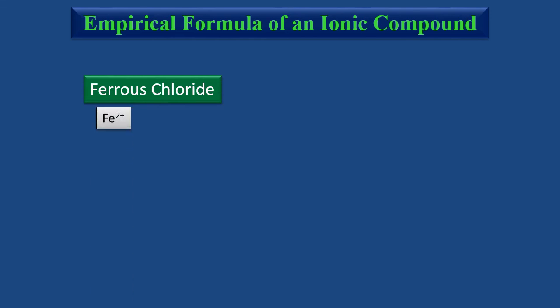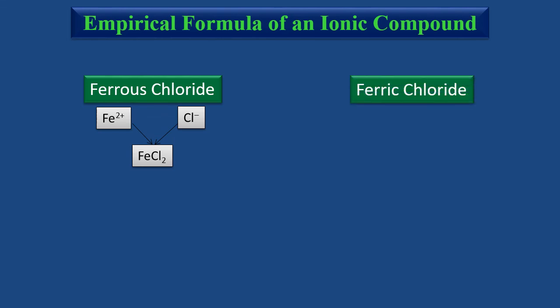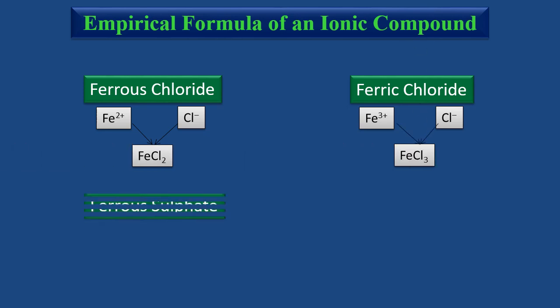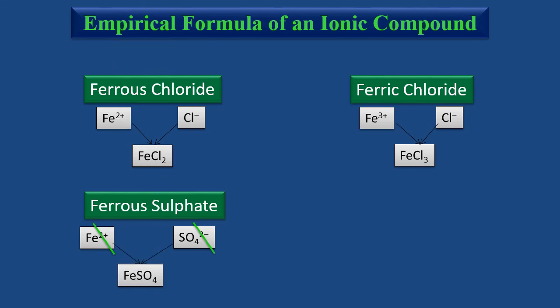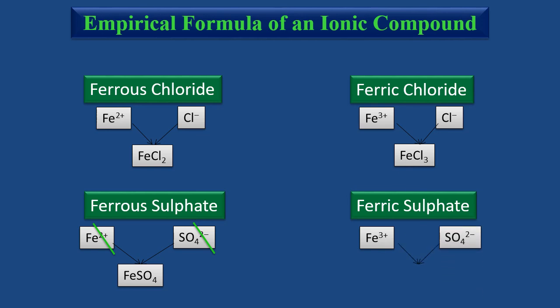Ferrous chloride, Fe2+ is ferrous, Cl- is chloride, so its formula is FeCl2. Ferric chloride, Fe3+ is ferric, Cl- is chloride, so FeCl3 is its formula. Next we have ferrous sulfate. Now ferrous and sulfate both have same valencies, 2 positive is cancelled out with 2 negative. So the formula of ferrous sulfate is FeSO4. But ferric sulfate has a formula Fe2(SO4)3.